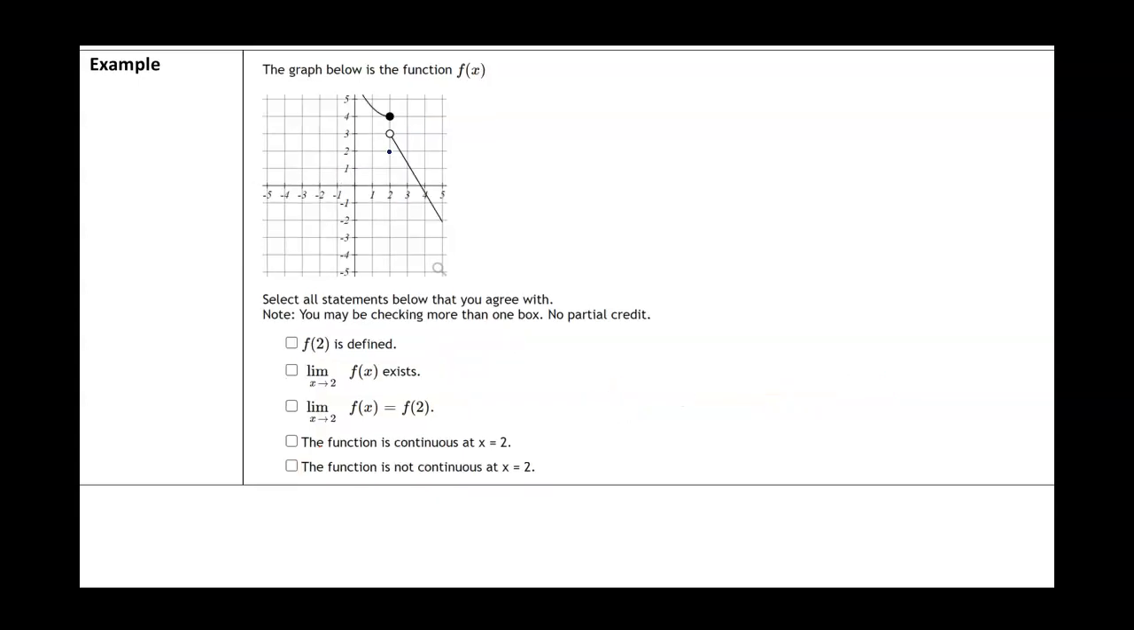Here's another one. So let's take a look at the first case. Is f of 2 defined? So at f of 2, does a y value exist? Yes, a y value does exist, and that y value is equal to 4. So that's true. Does a limit exist? Coming from the left, so coming from negative infinity, to the left of x equals 2, the limit is 4. And then coming from the right, so coming from positive infinity, the limit is 3.